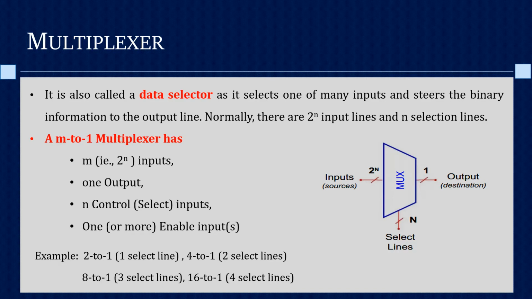Examples for multiplexers are the 2 to 1 multiplexer, which consists of 2 inputs, 1 select line and 1 output line; the 4 to 1 multiplexer, which consists of 4 inputs, 2 select lines and 1 output line; 8 to 1, with 8 input lines and 3 select lines; and 16 to 1, with 16 input lines and 4 select lines.